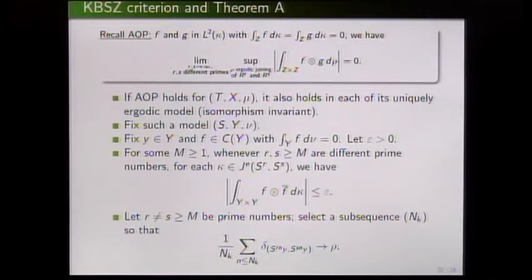So if we think about this Theorem A, there is the following reasoning, which shows that for uniquely ergodic systems, there is a deep relationship between Sarnak's conjecture and joinings, which was already mentioned by Sebastian. Of course, this AOP property is a measure-theoretic invariant, so if it holds for this system, it holds in each of its uniquely ergodic models. So we fix such a model. Then we take a point, a function f, and an epsilon.